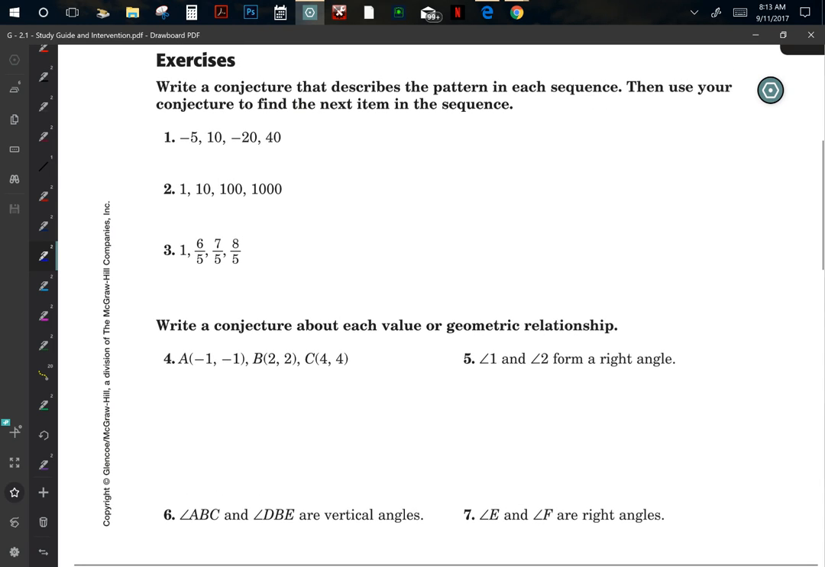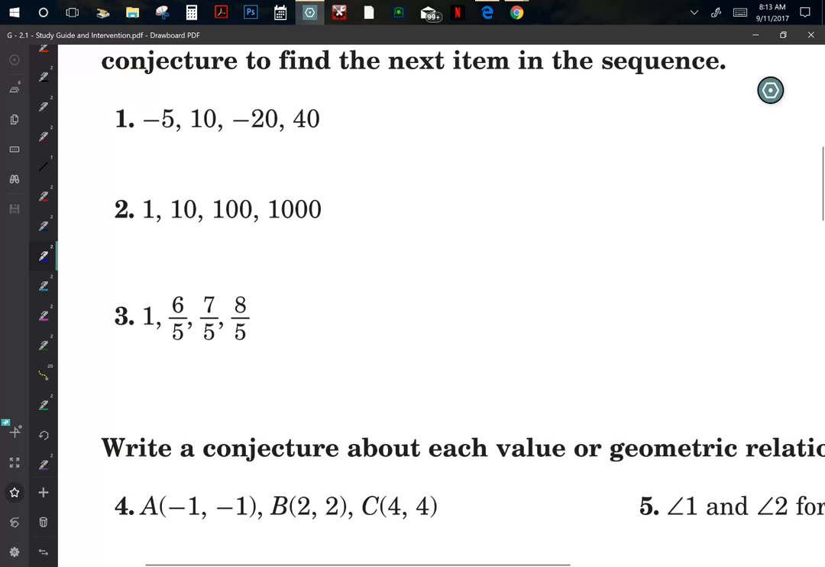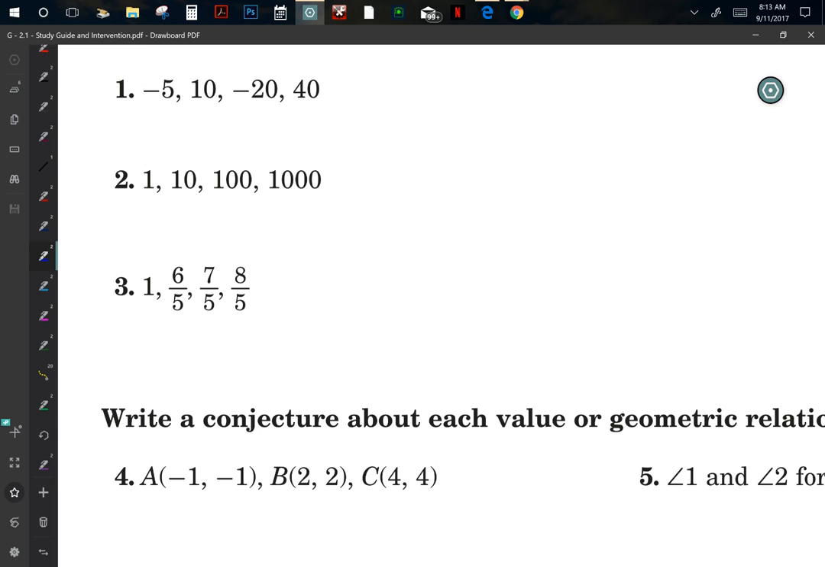Okay. Right here it says, write a conjecture that describes the pattern in each sequence. Then use your conjecture to find the next item of the sequence. So first thing we do, we've got to write a conjecture. Describe what we think is happening. And then we're going to write the next term in the sequence. It's important that you read directions. You're going to have different types of problems. Some problems say, just give me the next 3 terms in the sequence.